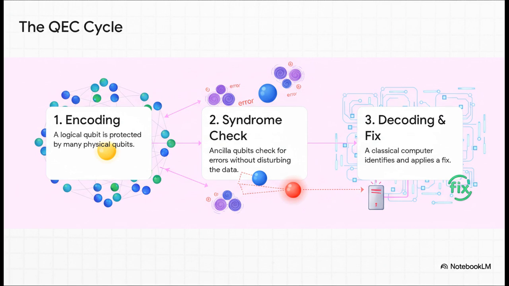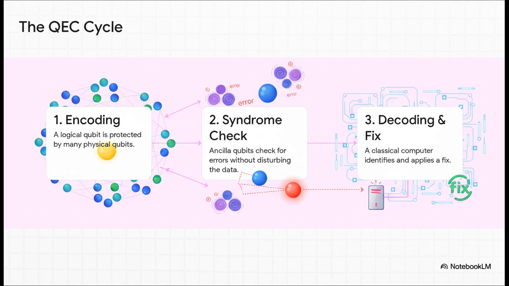So let's walk through how this fortress actually works. First up is encoding. You take your one important piece of information and you spread it out across many physical qubits. Think of it like making a bunch of copies of your house key. Then comes syndrome measurement. You use these special helper qubits to constantly check on the main ones. Now, the really clever part is that this check tells you if and where an error happened, but it does it without ever actually looking at the data itself, so you don't mess up the calculation.